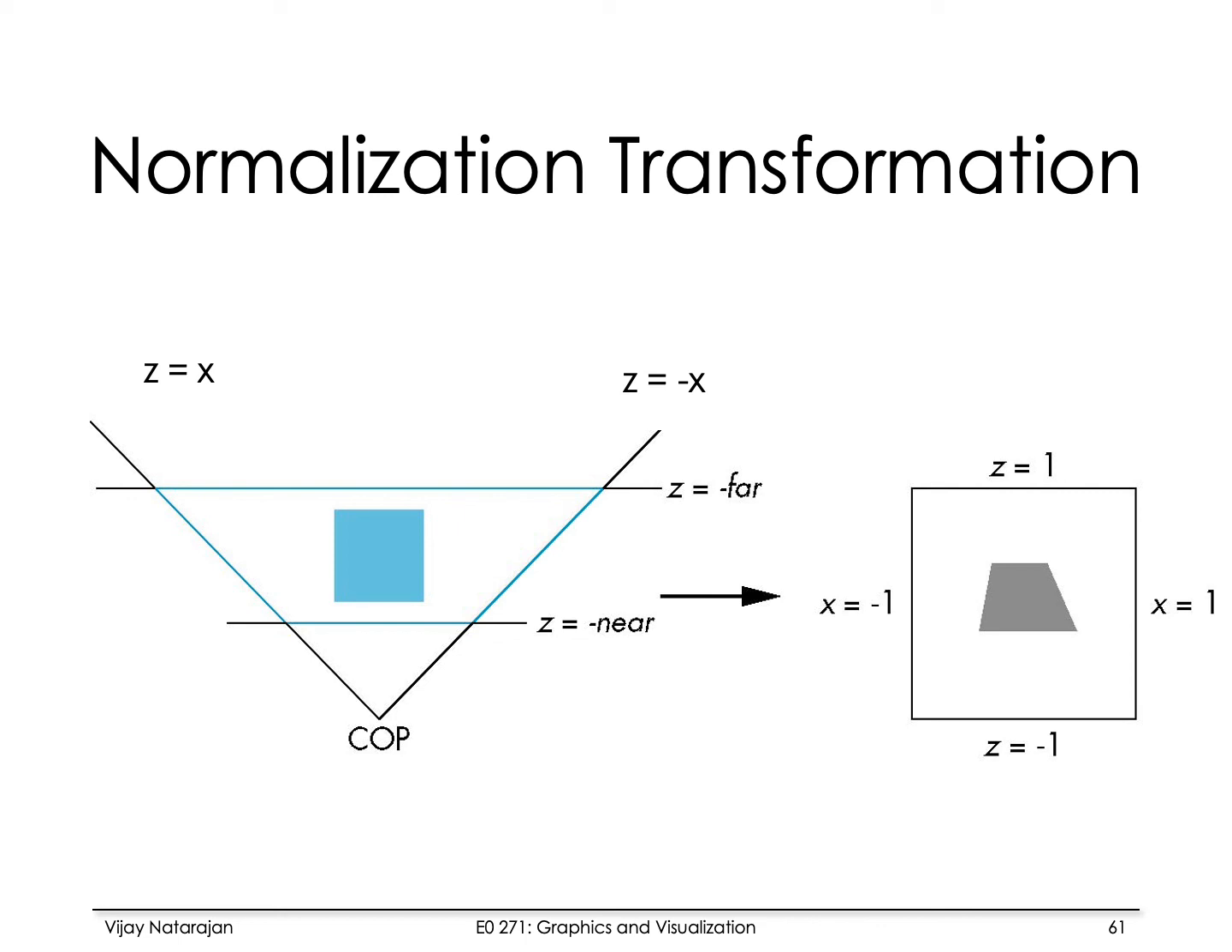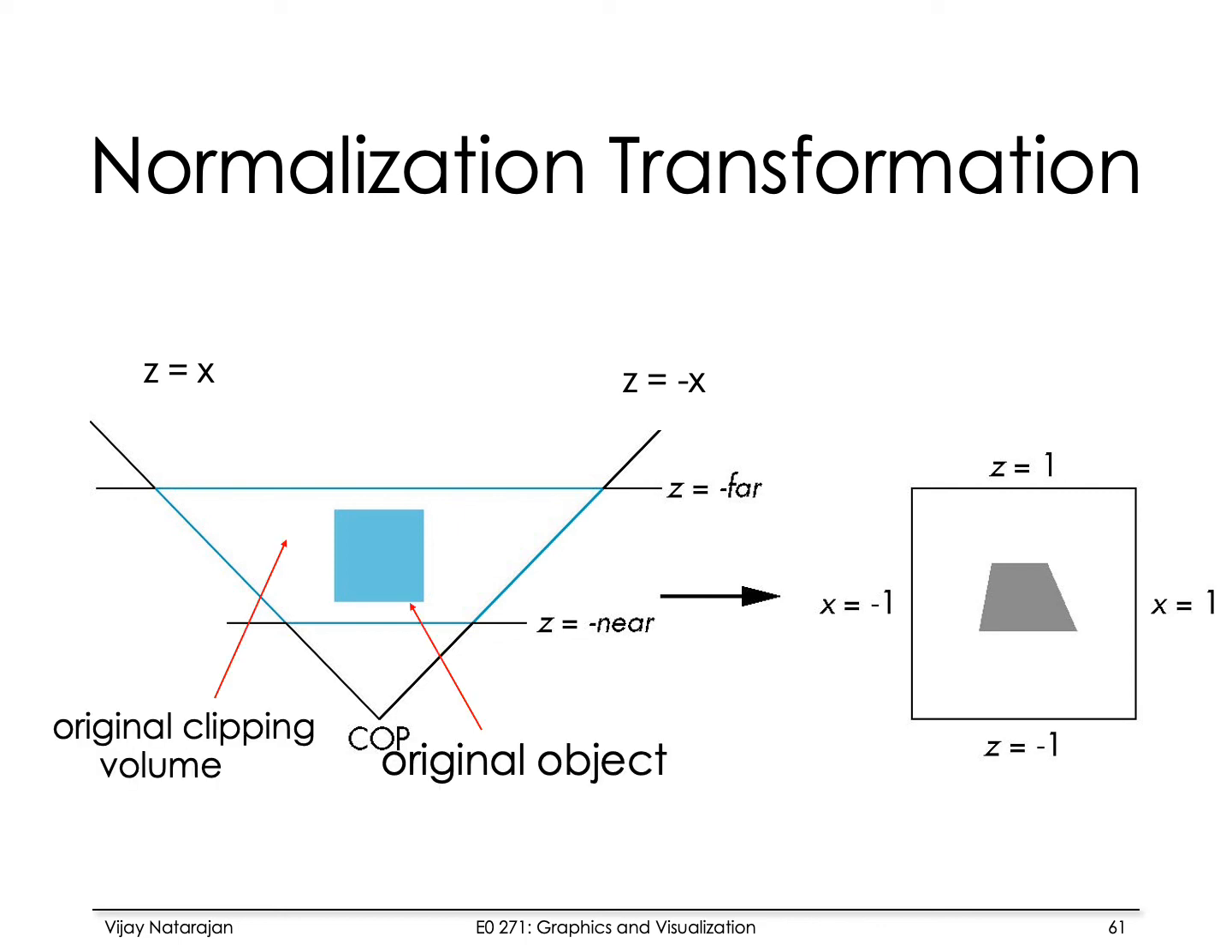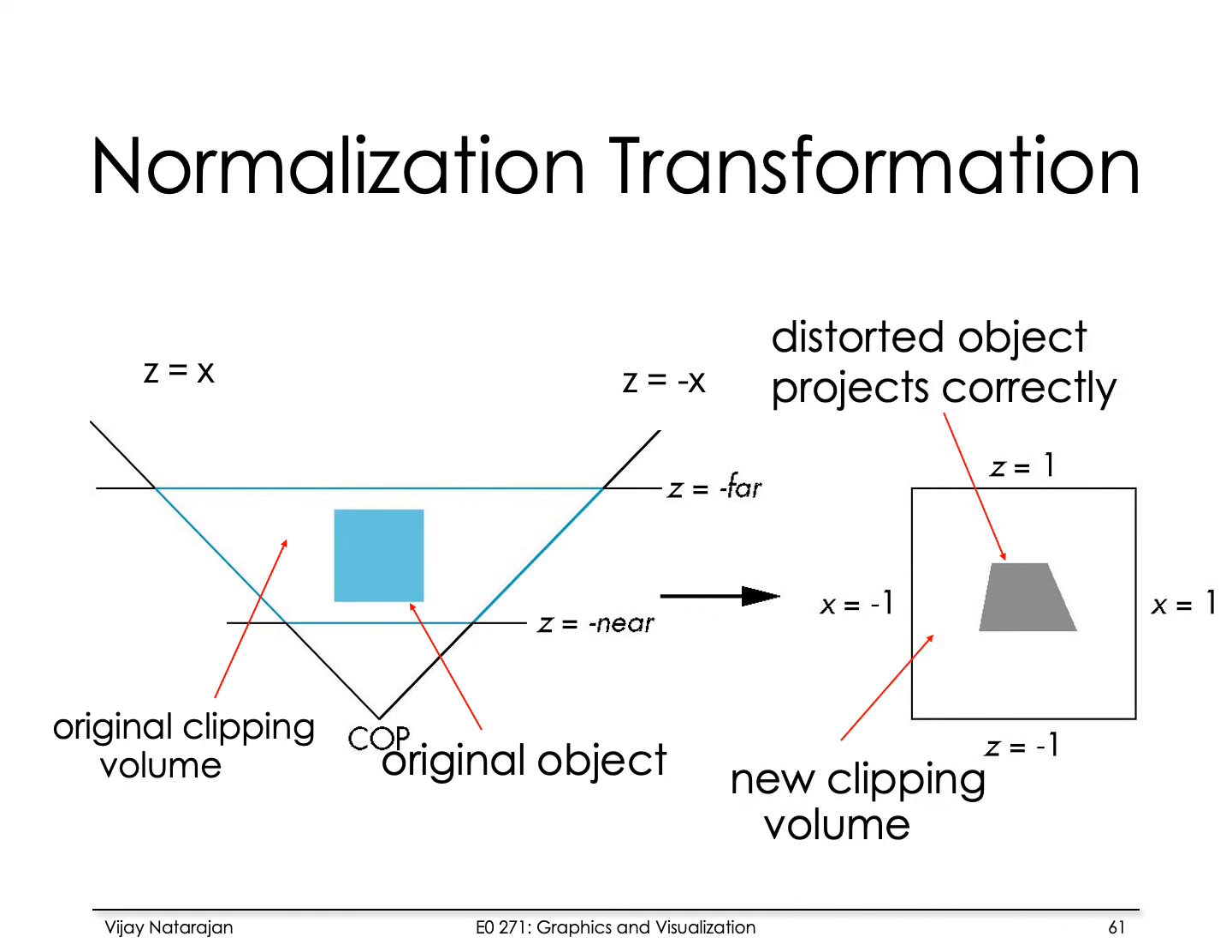After your normalization transformation, the original object, which is shown in blue, gets transformed into this shaded object that you see on the right. So definitely it is distorted, but the normalization fixes the view volume to become the default view volume. Again, this simplifies your clipping computations dramatically. So this is the benefit of normalization, at least with respect to clipping.